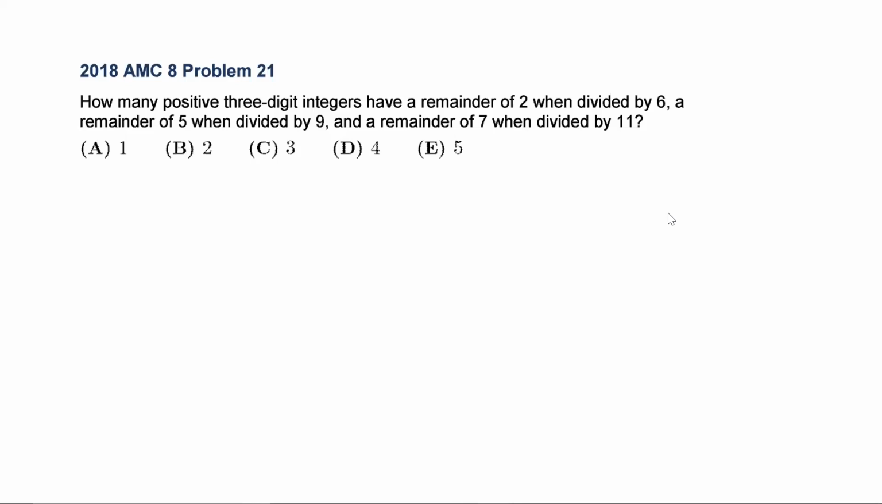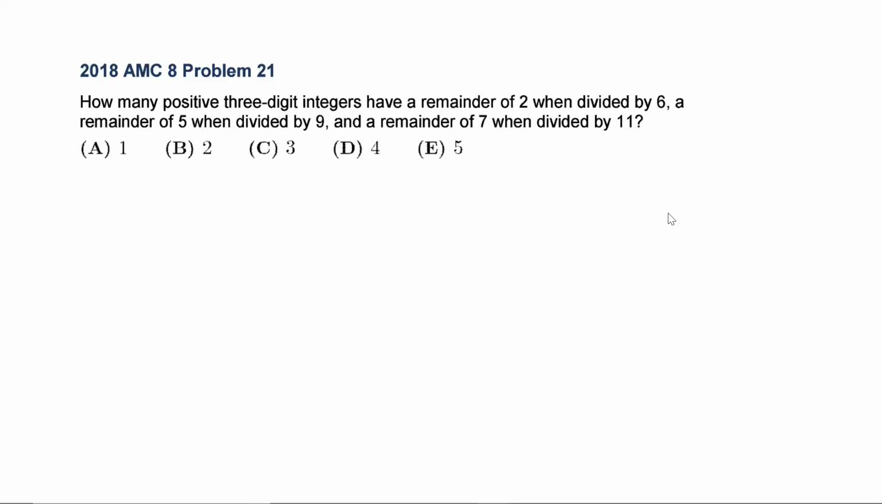Okay, so I'm going to go ahead and get started here. The question is asking how many positive 3-digit integers have a remainder of 2 when divided by 6, a remainder of 5 when divided by 9, and a remainder of 7 when divided by 11.